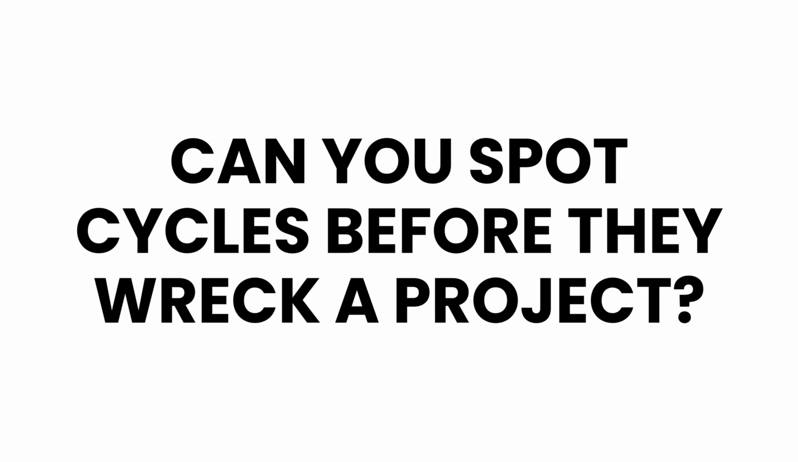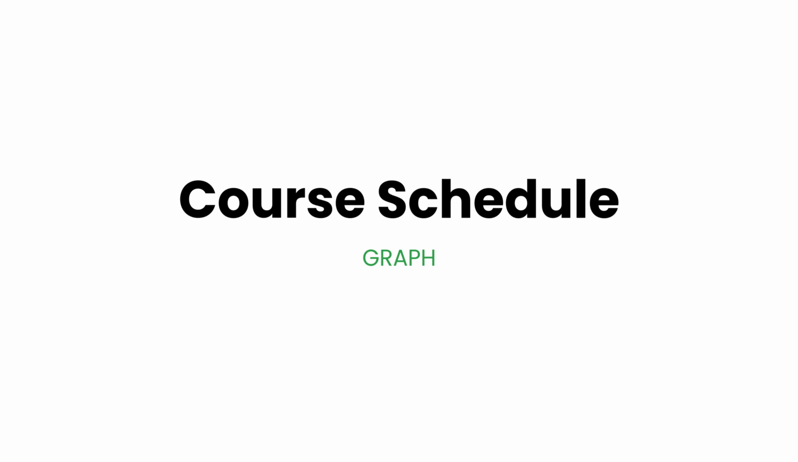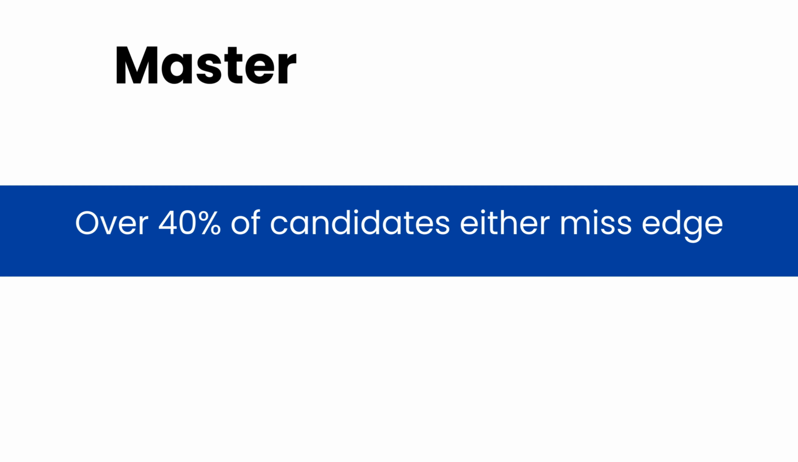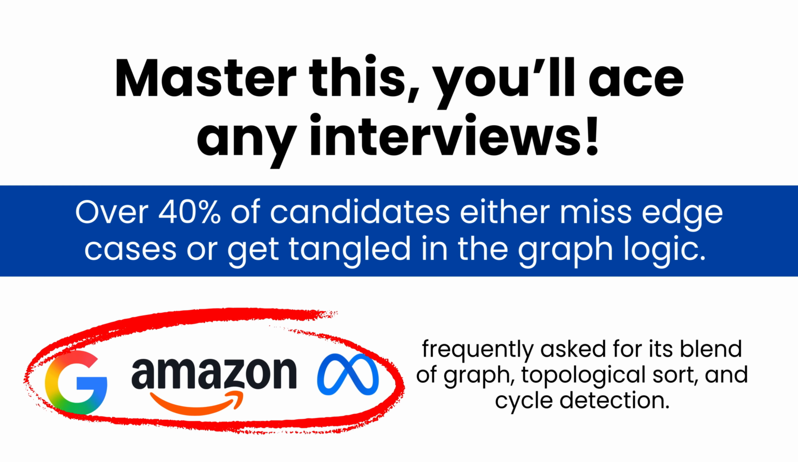Can you spot cycles before they wreck a project? Course Schedule is a Pattern Mastery 100 classic. Frequently asked at Google, Amazon, and Meta for its blend of graph, topological sort, and cycle detection. Over 40% of candidates either miss edge cases or get tangled in the graph logic. If you master this, you'll ace any dependency or order check problem in interviews.